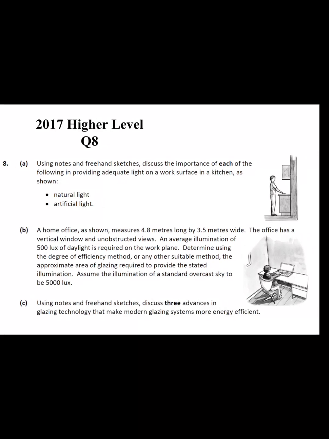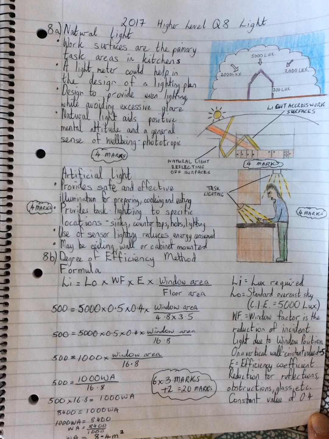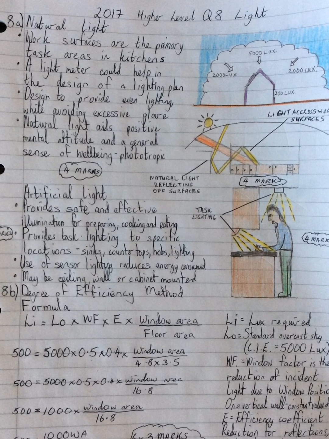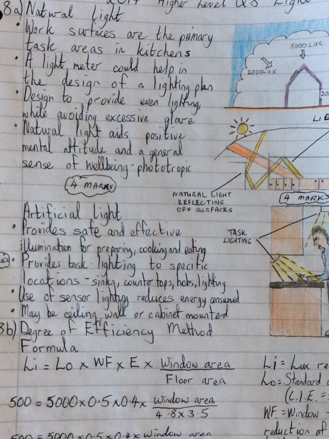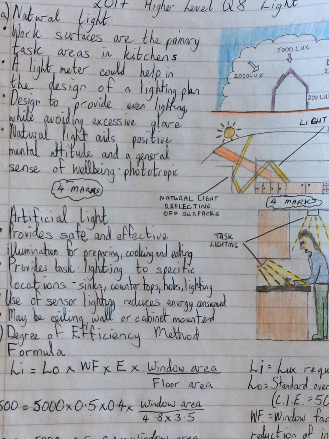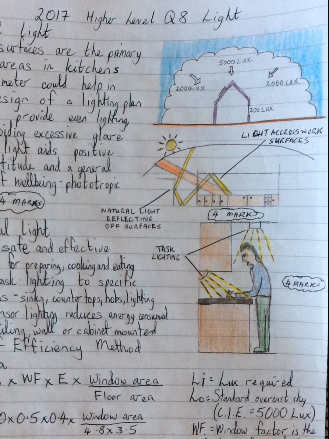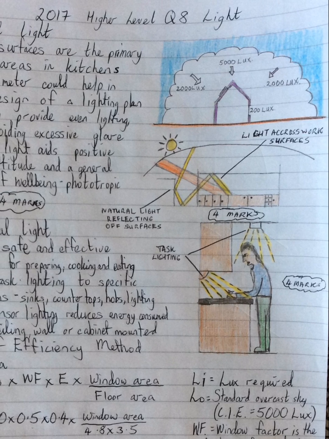So we'll start with natural light. Work surfaces are the primary task areas in kitchens. A light meter could help in the design of a lighting plan. It is important to design so that light is evenly provided while avoiding excess glare. Natural light aids positive mental health and a general sense of well-being. So here we have two basic diagrams giving an indication how natural light can work and its importance.